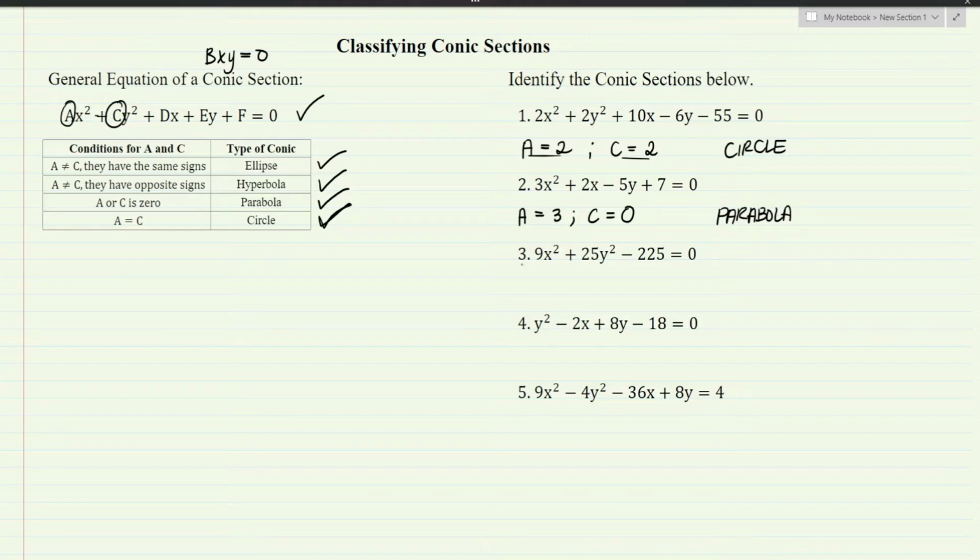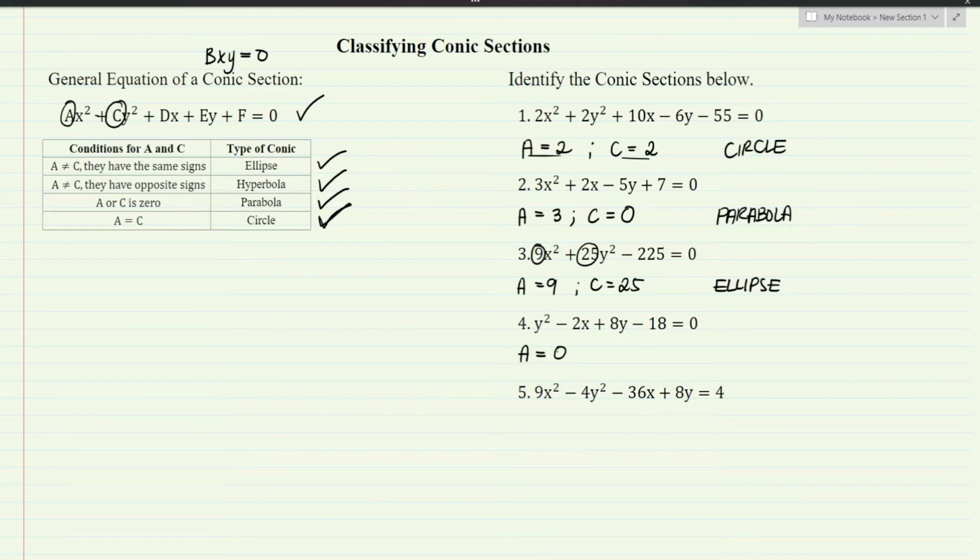For number 3, we have A equal to 9 and C equal to 25. Now, for this case, wherein A is not equal to C, but they have the same sign, they are both positive, this conic section is an ellipse.